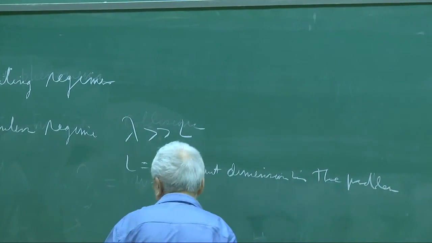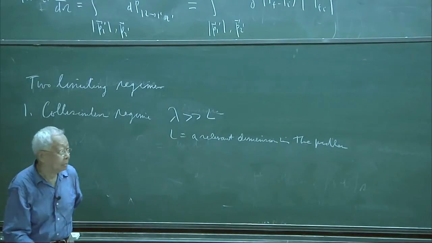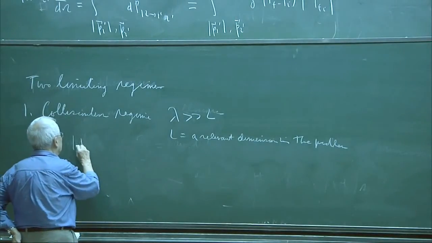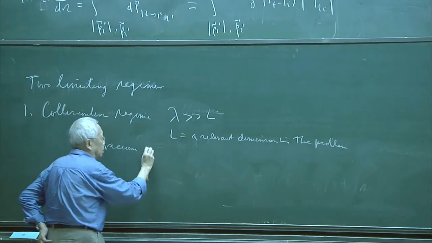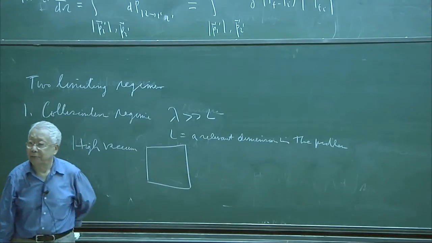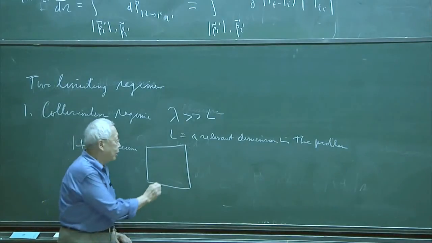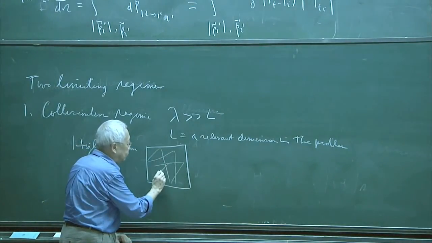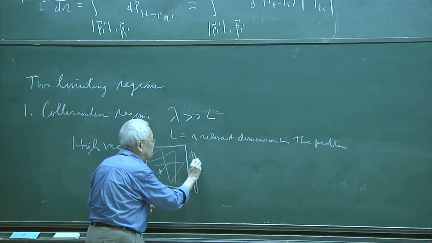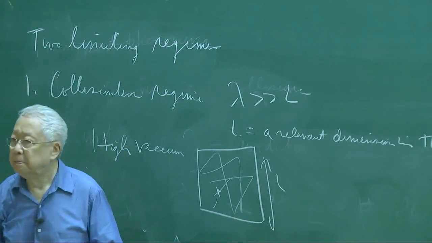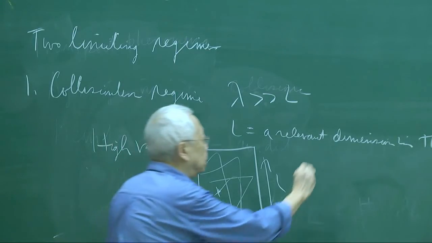For example, if you have a high vacuum, people work very hard to pump this out, right? So there are very few gas molecules inside, and collisions happen very infrequently. An atom would bounce off the wall, making a lot of bounces before it makes a collision. So here, if this is L, the mean free path is much bigger than L. That's the collisionless regime. Such a gas is called a Knudsen gas.